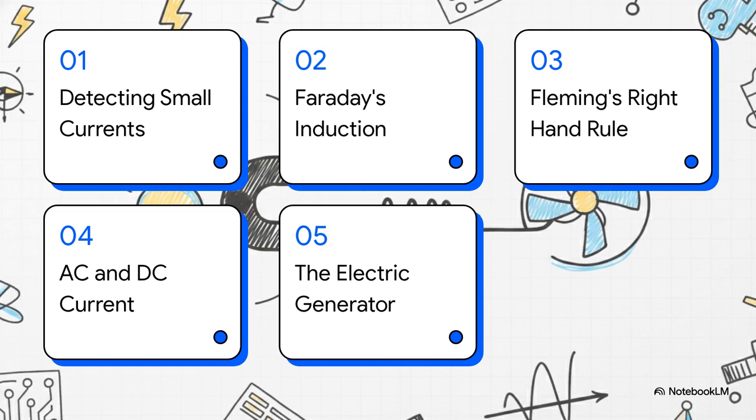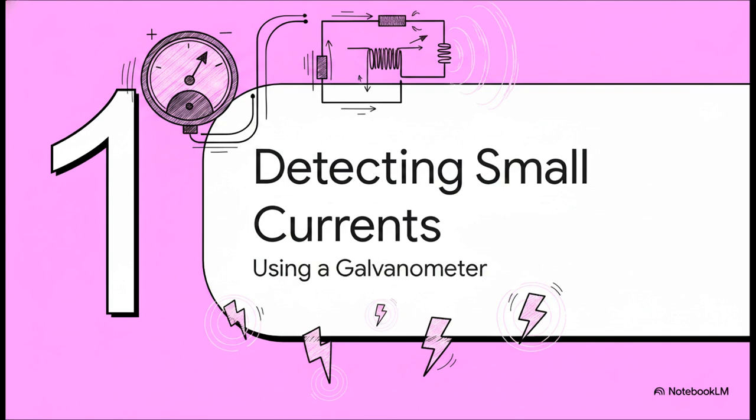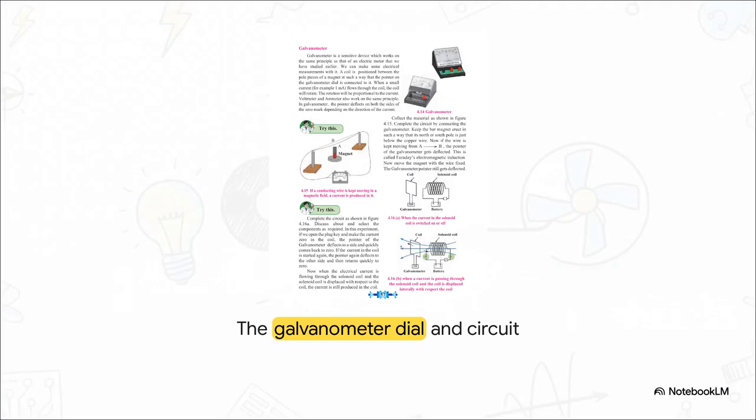Let's dive right in. First up, Section 1, detecting small currents. Before we even start talking about lighting up entire cities, we really need to understand how to spot these smallest trickles of electricity. Take a look at this beautiful little instrument. It's called a galvanometer. Notice how the zero mark is dead center? It's not off to the side like your car's speedometer.